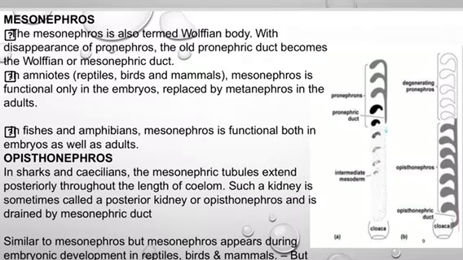What about opisthonephros? Opisthonephros, you have in sharks and caecilians, you have mesonephric tubules extending posteriorly throughout the length of the coelom. So you have a kidney that is called the posterior kidney or the opisthonephros, and it's usually drained by the mesonephric ducts. The opisthonephros is actually similar to the mesonephros, but the mesonephros appears during embryonic development in reptiles, birds, and mammals. But the opisthonephros is the adult kidney for vertebrates like the sharks.